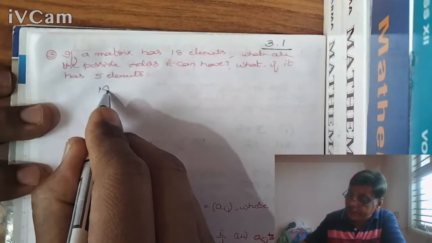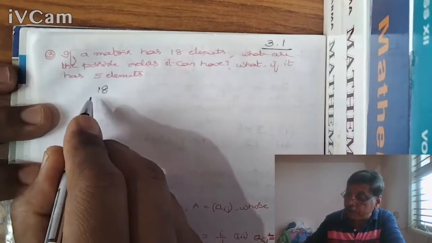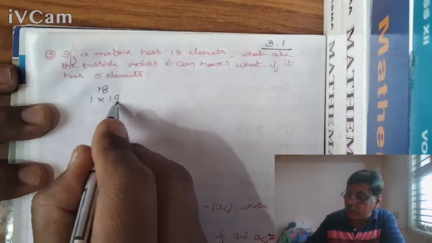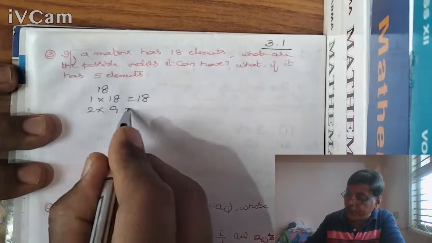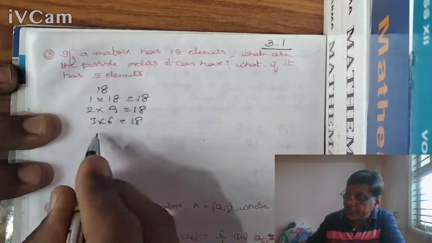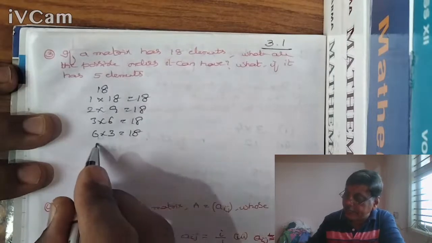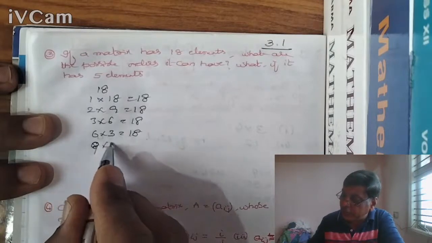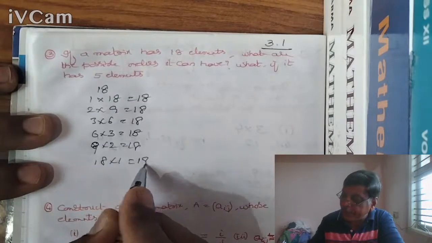Since the matrix has 18 elements, we find the product of two numbers such that it gives 18. That is the first possibility. 1 into 18 gives 18. Next 2 into 9 gives 18. 3 into 6 is 18. Next 6 into 3 is 18. Next 9 into 2 is 18. 18 into 1 is 18.